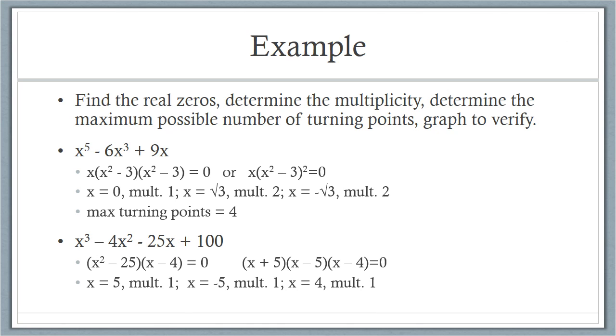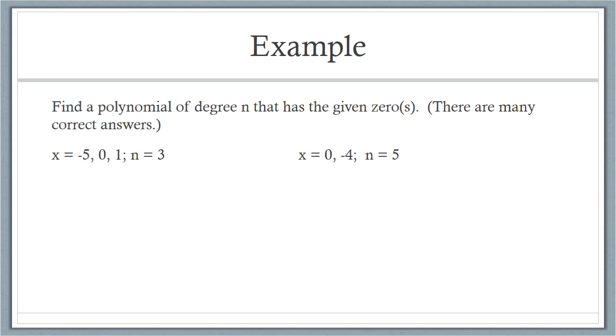And that gives us 5, negative 5, and 4, each with a multiplicity of 1. Since it is cubic, it can have at most 2 turning points. Now find a polynomial of degree n that has given zeros. There are a lot of solutions to this.